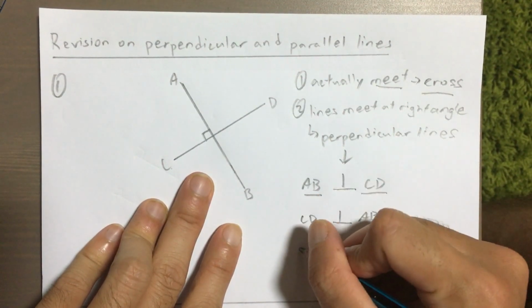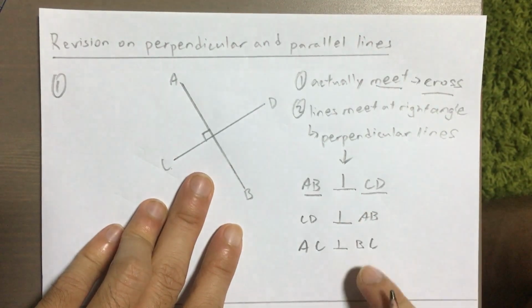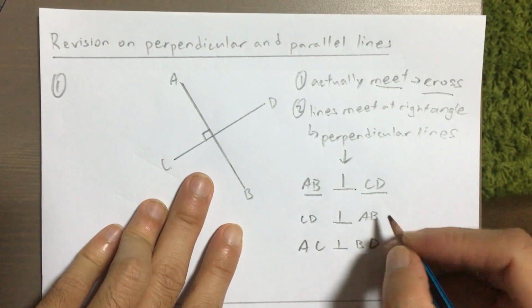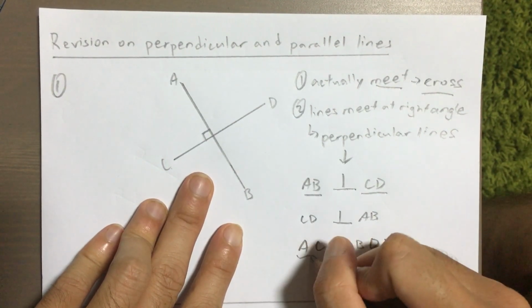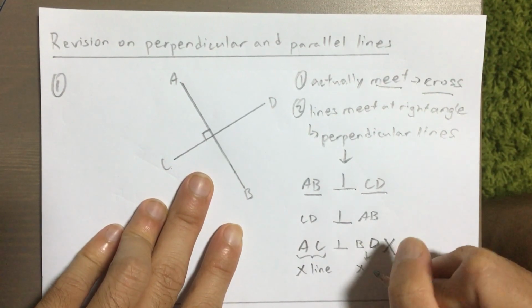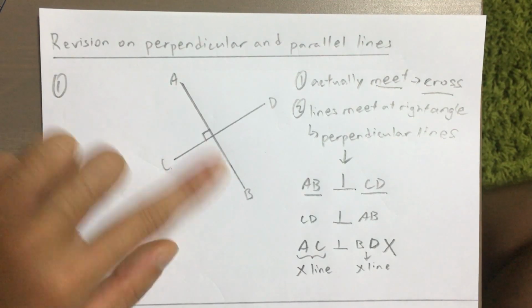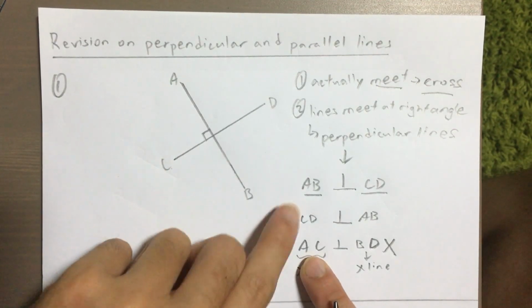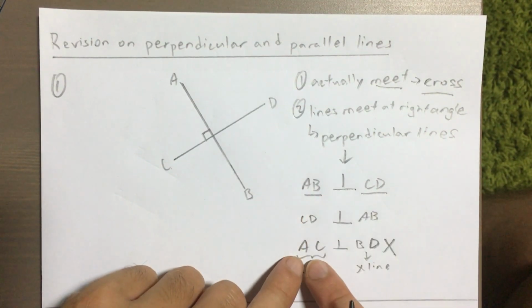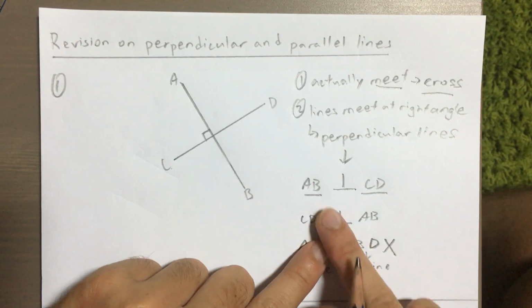But can I put this? Sorry, this is BD. Can I put this? This is wrong, because this by itself is not the line. We don't have a line AC. We only have a line AB. Of course I can put AB first or CD first, it doesn't matter, but I cannot interchange the alphabets any way I like. It must follow the line.